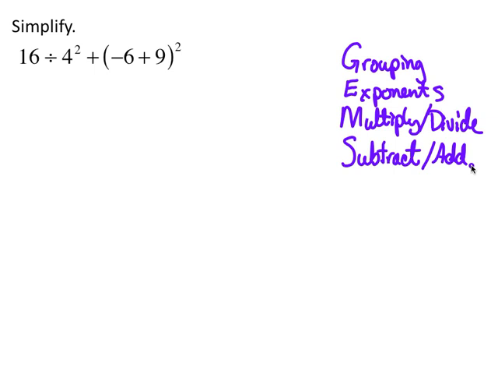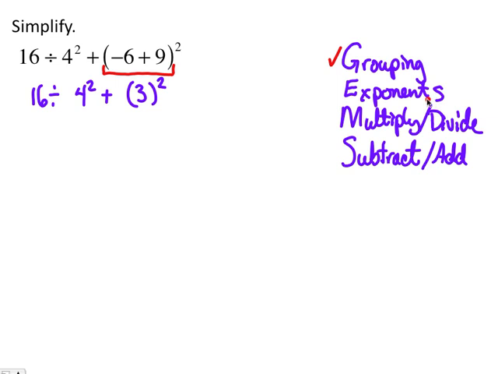So let's see if we can apply this to the problem that we have here. Every time you start one, you're going to start at the top of the list. So we're going to start with grouping symbols and say, do we have any? Well, yes, we do. So we're going to do that part first, whatever's inside those parentheses. -6 plus 9. When we add that together, we get 3. Then you want to rewrite everything that we haven't done yet so that you don't forget about it or lose it as we go. Our grouping symbols are all done.